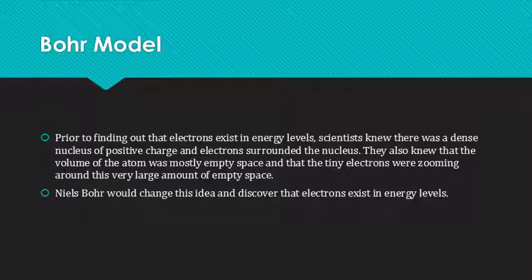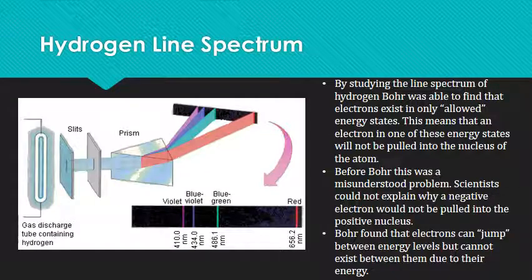So Niels Bohr came along and would change the idea that the electrons were just around the nucleus, and figure out that electrons actually exist in energy levels around the nucleus. He did some experimenting and began looking particularly at the hydrogen spectrum. So what we can do is take a gas in what's called a discharge tube, and we're going to take a look at this in class so you guys can see in real life what it looks like. Some of you have before last year in chemistry, but we're going to take a look at them as well.